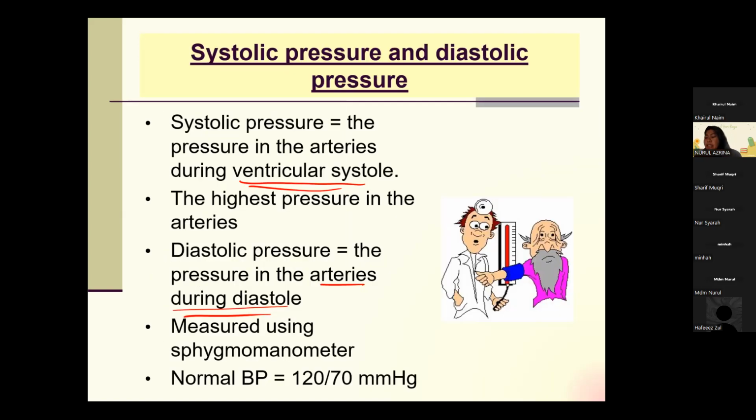Okay. Dari situation ada orang, contohlah, bacaan dia 140, 110. Nampak tak? Diastolic pressure 110, which is high. Maknanya apa? Even when your arteries is already in relaxation mode, but the pressure of the blood in the artery is very high. It's still very high.